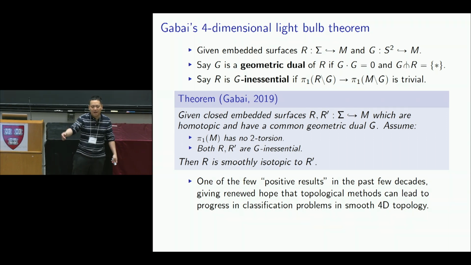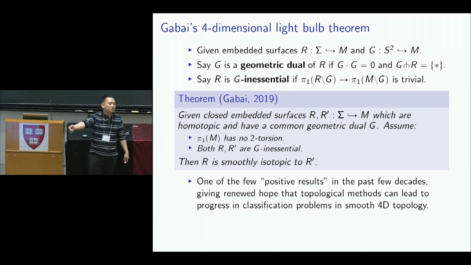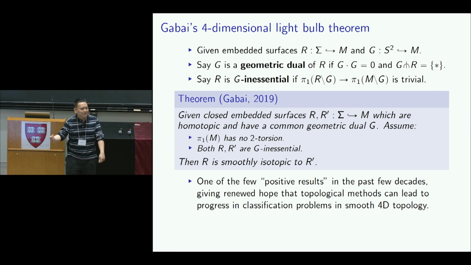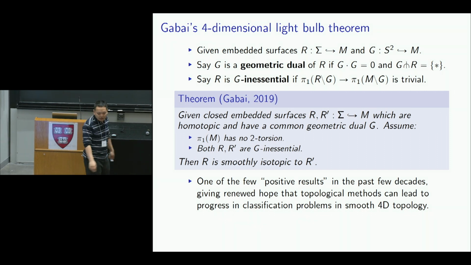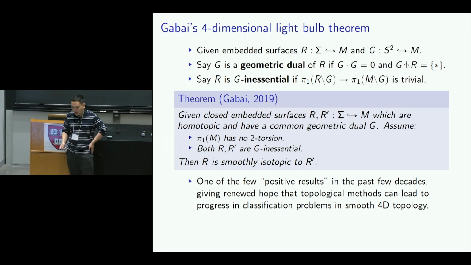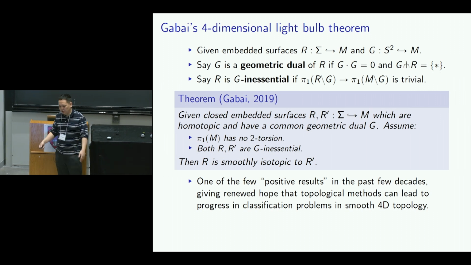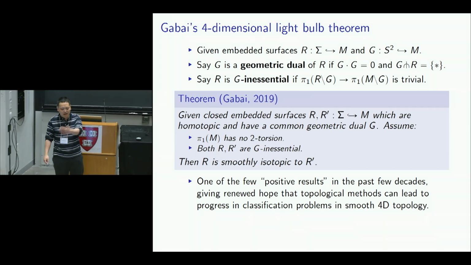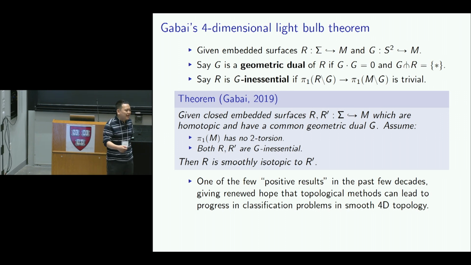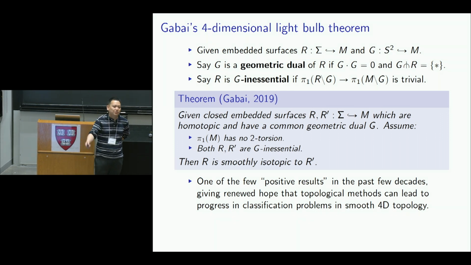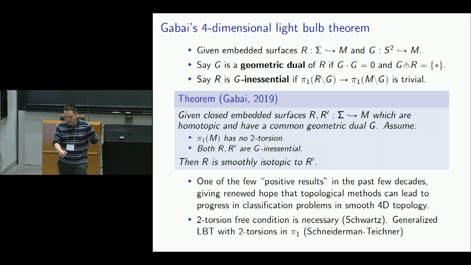kind. It's a positive result, meaning that you just verify these two conditions, then you know that the surfaces are isotopic to each other. You don't need to explicitly construct the isotopy. Okay? This actually gives renewed hope that maybe this kind of topological method can lead to progress in classification in smooth 4D topology, at least under some extra condition, like there is a geometric dual or something. Okay, this is why people are so excited about it.